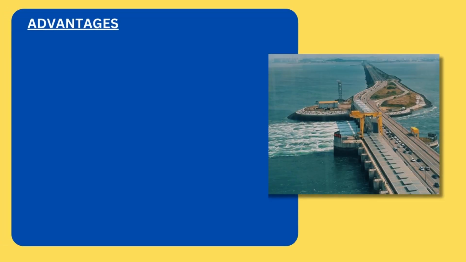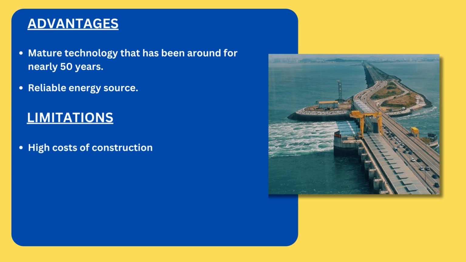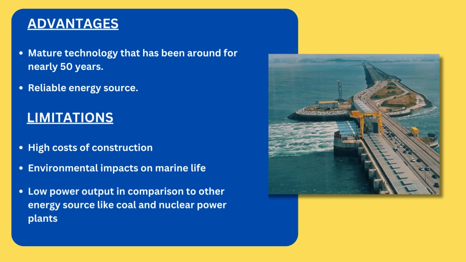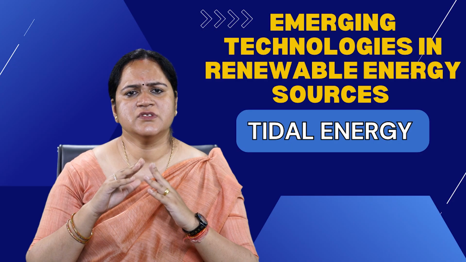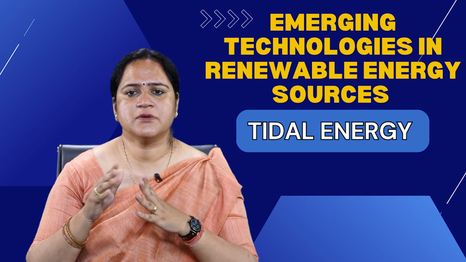Now, the advantages are that it is a mature technology that has been around for nearly 50 years, and it is a reliable energy source. The limitations are the high cost of construction, environmental impacts on marine life, and the power output is very low in comparison to other energy sources like coal, nuclear, and hydropower plants. So, power output is very low. Generally, two types of plants are there: single basin system and double basin system.